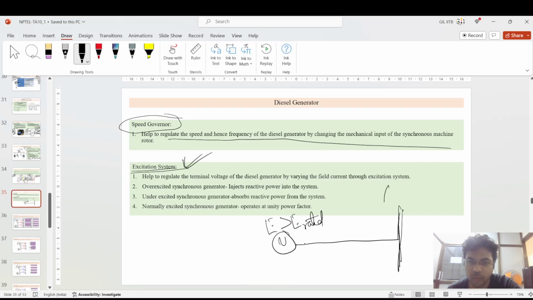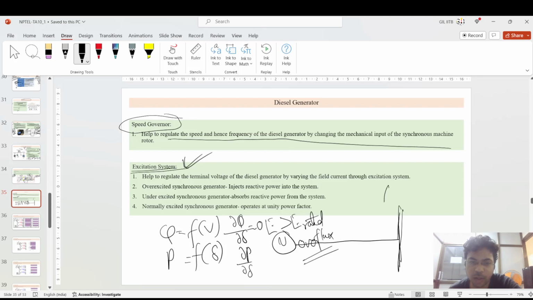Suppose the E is higher than the rated E. So the overflux condition can happen, that is, over-generation is there. What I told you is that the reactive power Q is strongly coupled with the voltage V, and the real power P is strongly coupled with the angle delta. Q is weakly coupled with delta. It means that delta Q by delta delta is nearly equal to 0, and delta P by delta V is nearly equal to 0. It means that any change in V is reflected in Q, and any change in delta is reflected in P.